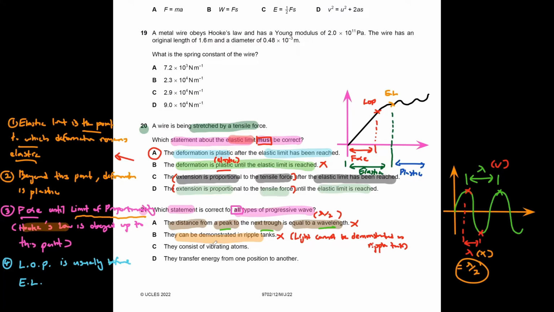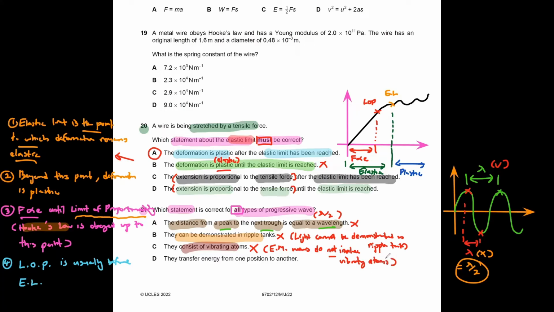And then after that, answer statement C, they consist of vibrating atoms. Not all progressive waves will consist of vibrating atoms. Another case in point would be EM waves. EM waves do not involve vibrating atoms. Okay, so let me just rewrite this properly for you.